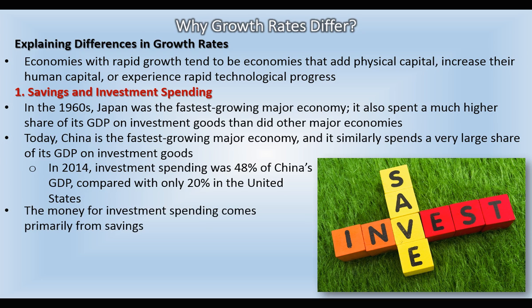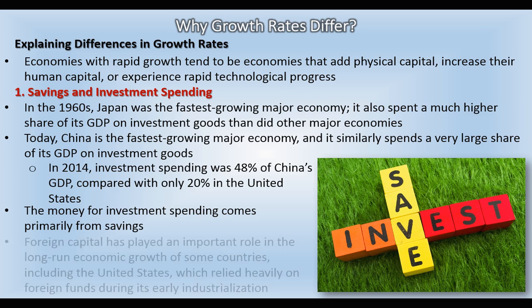The money for investment spending comes primarily from savings, right? So folks put their money in banks, and then banks lend those funds out. We saw that in the circular flow diagram, and that is what you need in order to be able to invest in a lot of the capital goods that you need to experience growth in productivity.